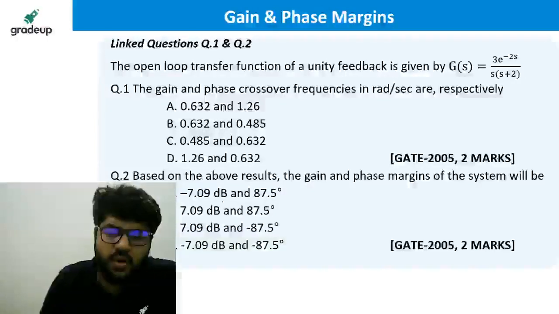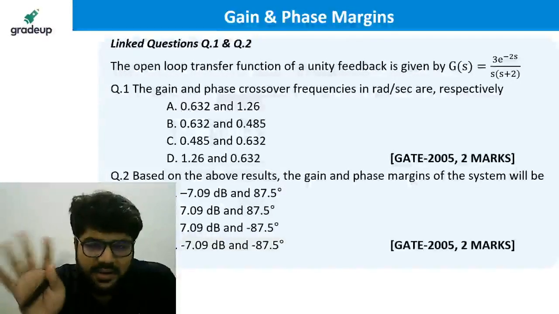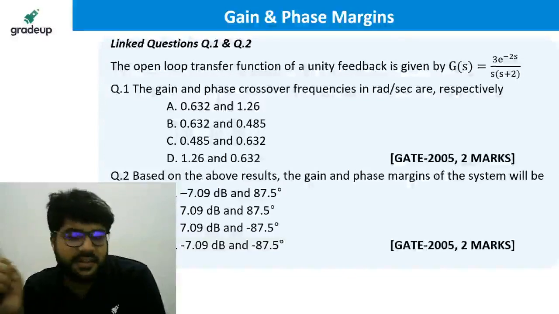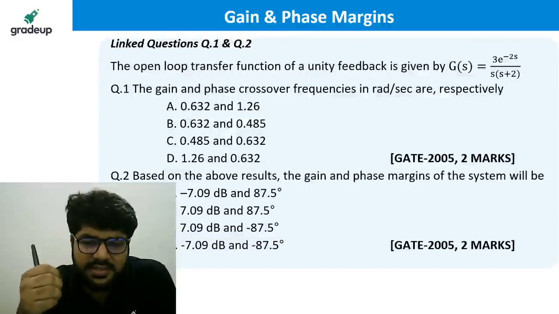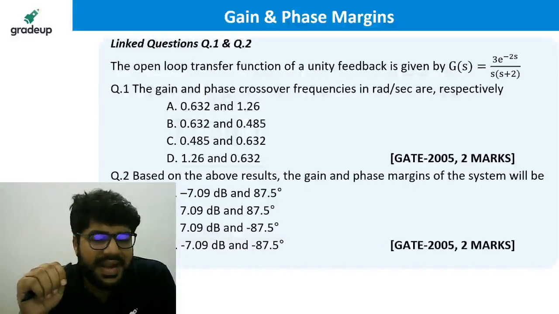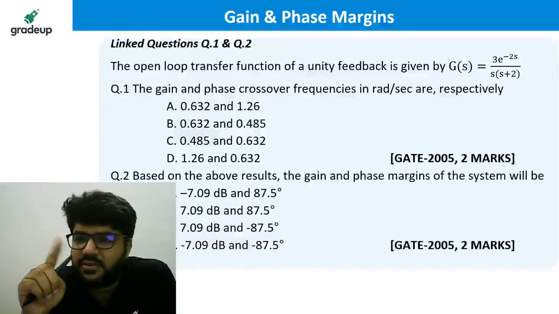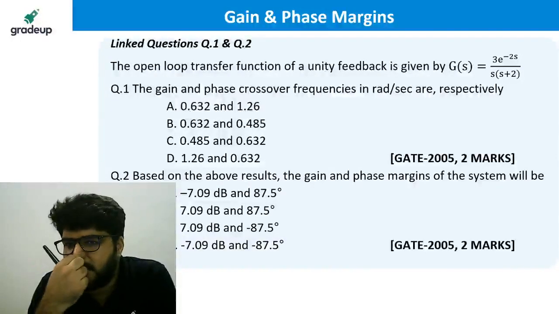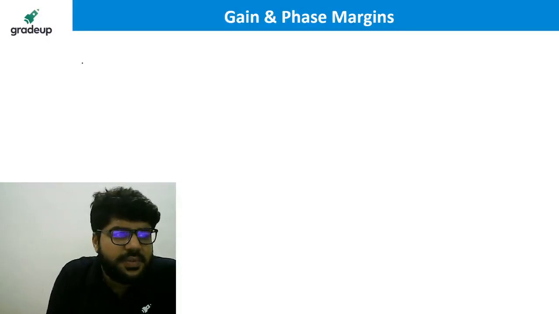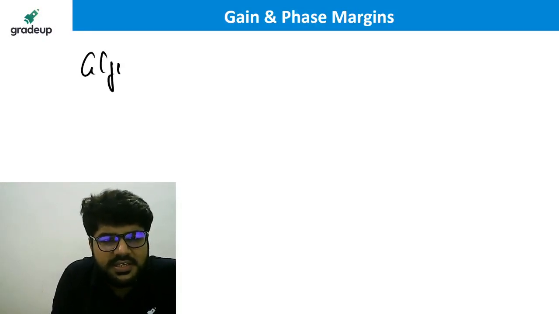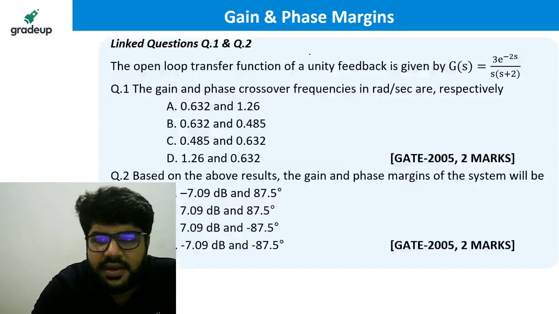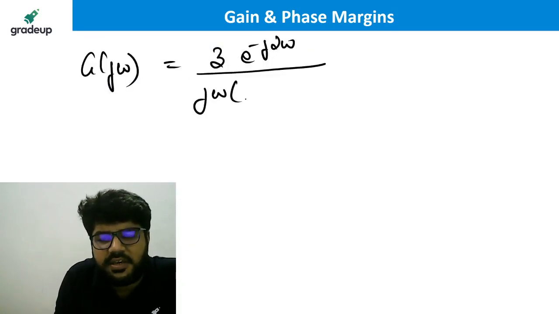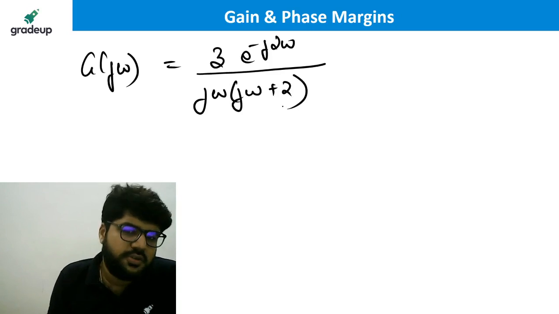Now, I have taken this question although it's a linked question. Linked questions are not there in GATE right now, but they were there in GATE before 2014. So 2 plus 2, 4 marks. First question, second question is linked on the first. But actually I've taken this question because only one calculation will help you solve all the 4 answers. So what is the G(jω) here? Unity feedback, the only G(s). G(jω) is 3e^(-j2ω) divided by jω(jω+2).